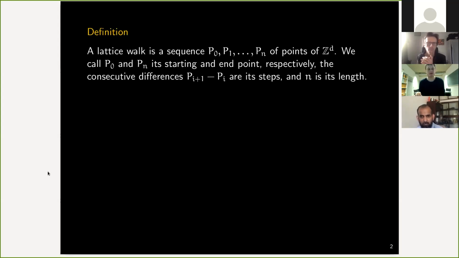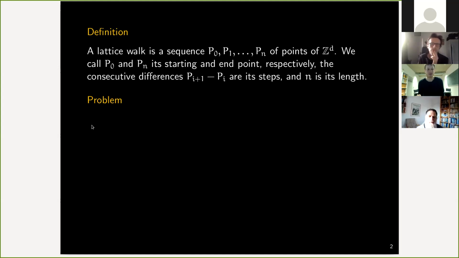So let's recall a definition. A lattice walk is just a sequence of points of set D. P0 is called the starting point, Pn is the end point. The consecutive differences of these points are the steps, and n is its length.